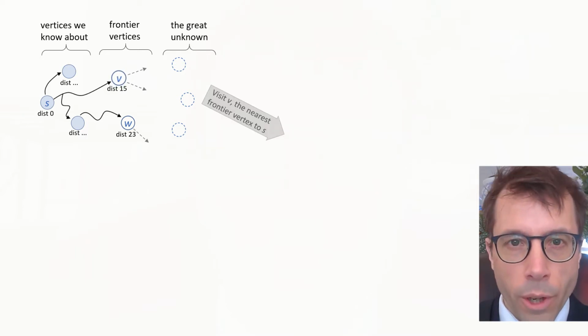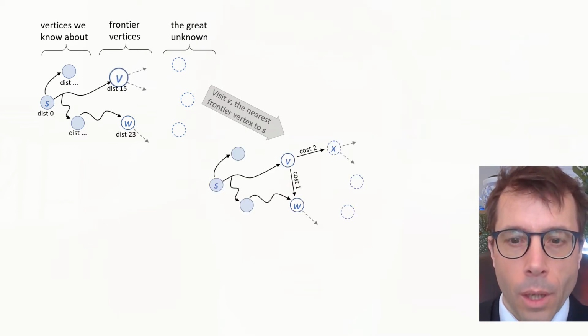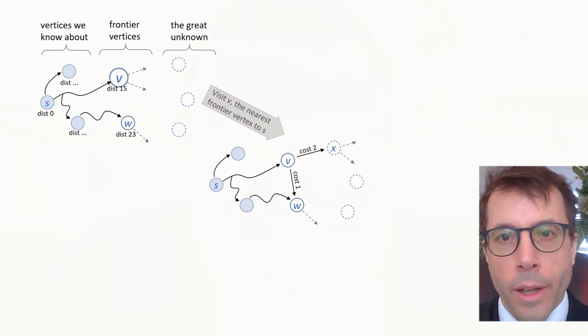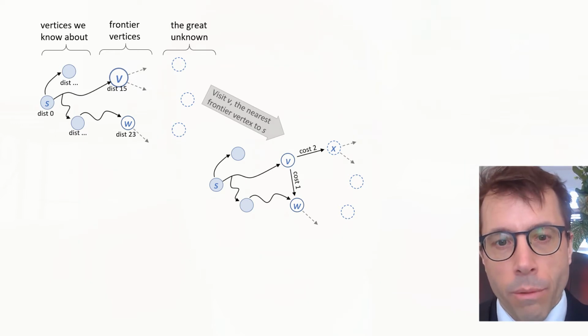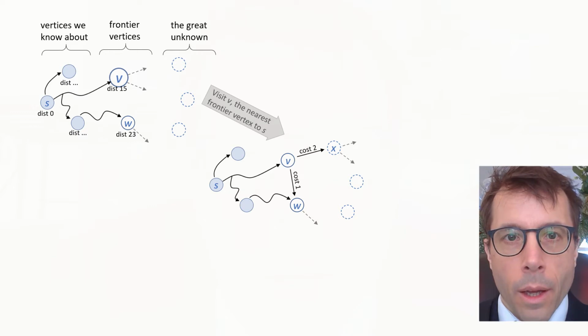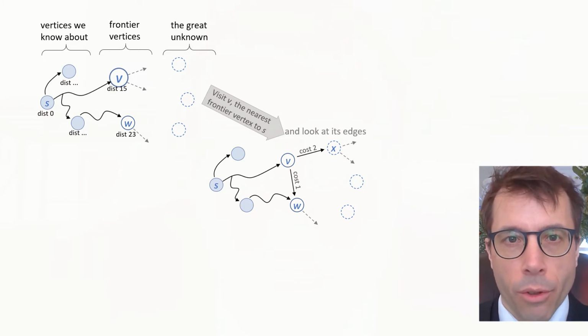We'll look at all the frontier vertices and pick out the one with the smallest distance, in this case V. And then we'll explore V in detail and look at its neighbours. In this case, it has two neighbours, W and X. W we've seen before, X is new. And we'll consider the edge costs for these neighbours and decide if this gives us any better paths than what we know about so far.